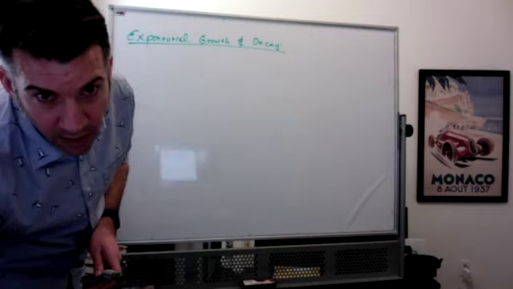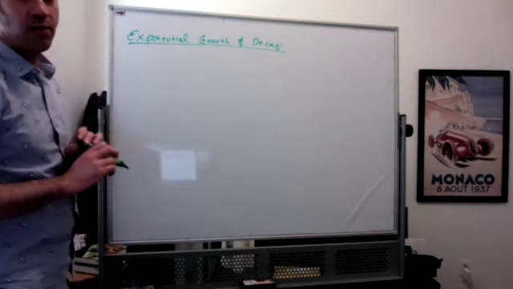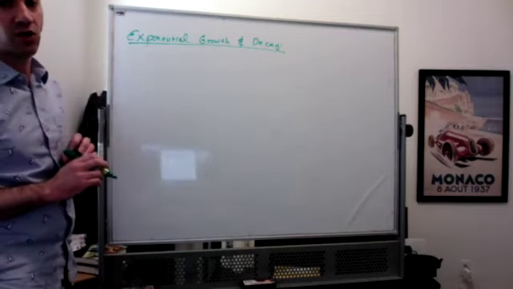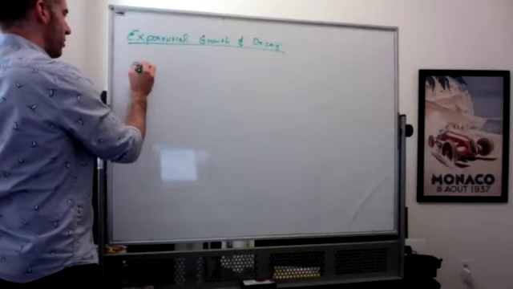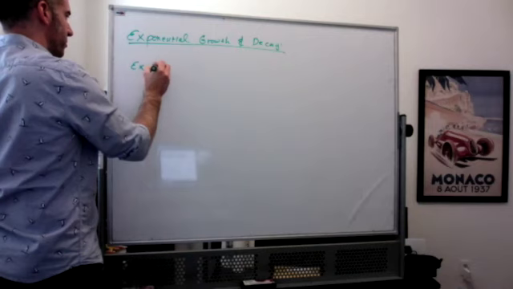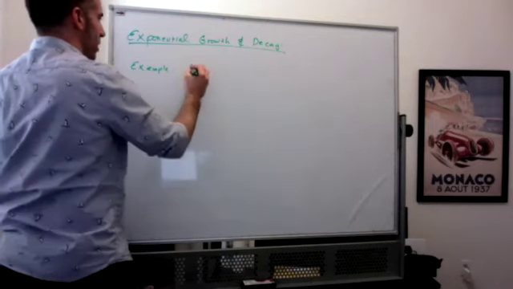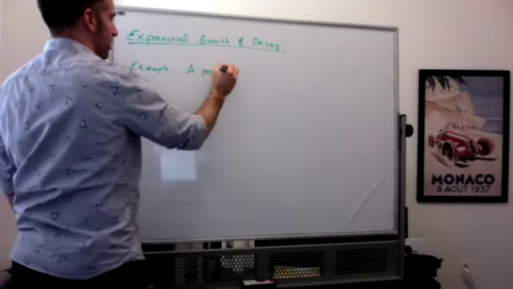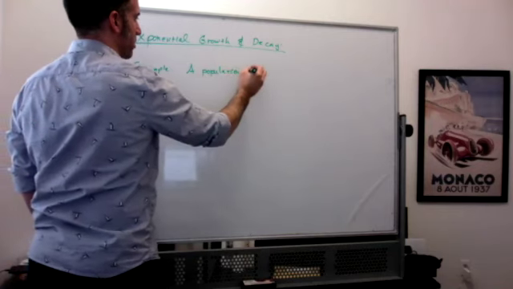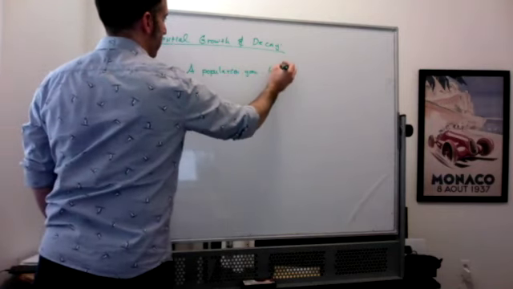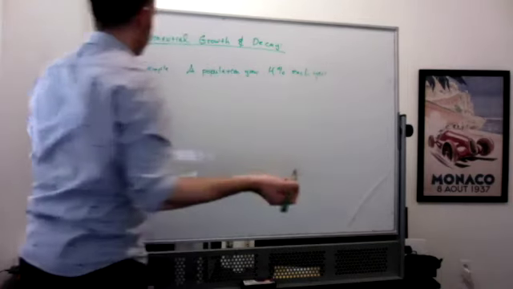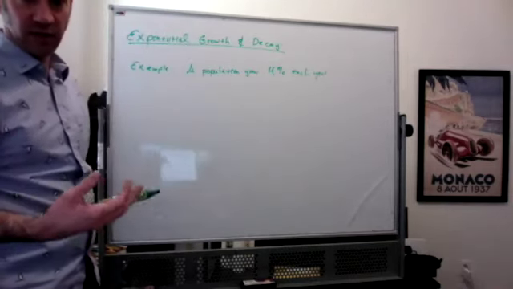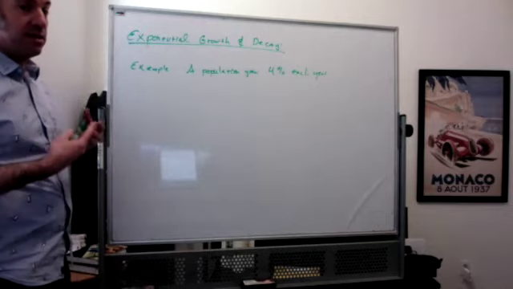So, exponential growth occurs when a population grows at a rate proportional to its current size. So, we can say, for example, a population might grow 4% each year. That's an example of exponential growth because you're not growing by the same amount of people each year.